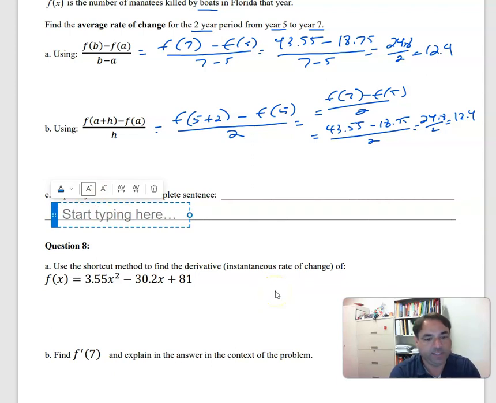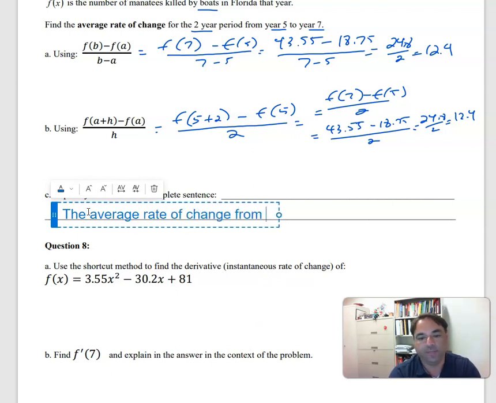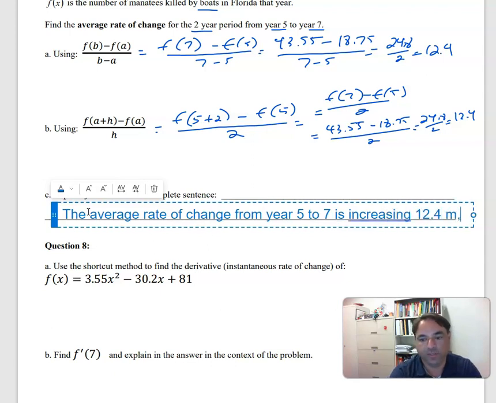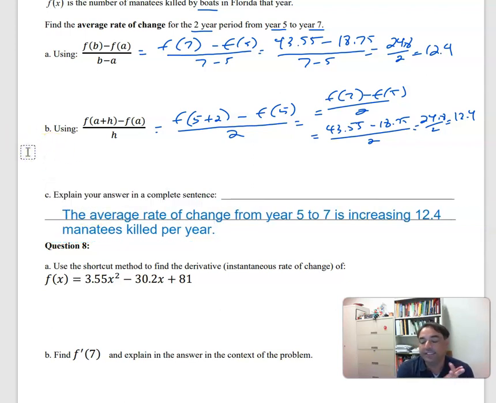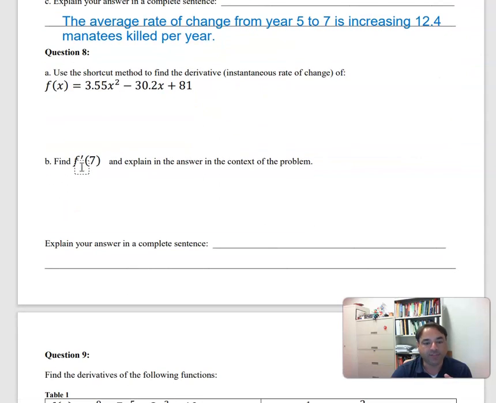So in a sentence, this would be the average rate of change from year 5 to 7 is increasing 12.4 manatees killed per year. So the average rate of change from year 5 to year 7 is increasing 12.4 manatees killed per year.